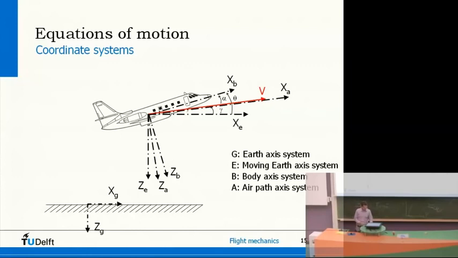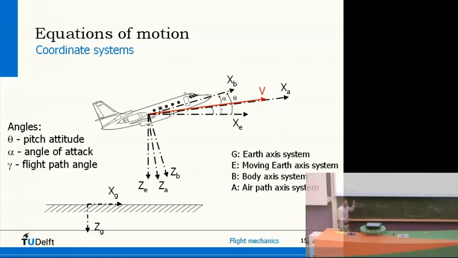Now, these angles, theta is called pitch attitude, alpha is called angle of attack, and gamma is the flight path angle. And these angles, at least theta and gamma, they're called differently in the book Introduction to Flight. But all the other books use these notations, so that's why I'm using these as well. So that's to avoid confusion. Now we have all the relevant angles now.